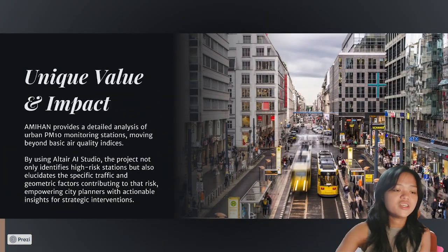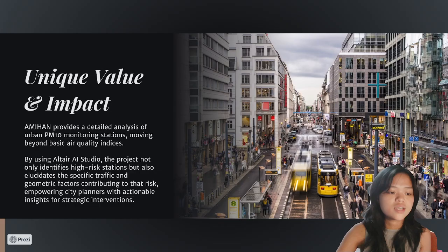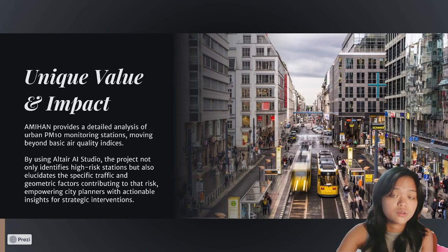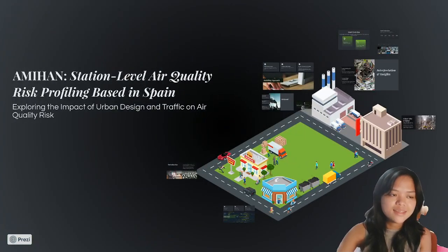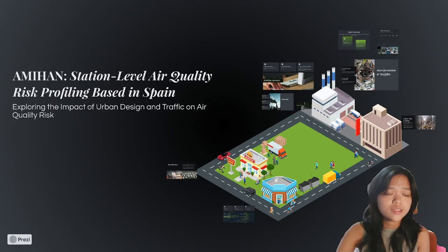So, what is the unique value and impact of AMIHAN? AMIHAN provides a detailed analysis of urban PM10 monitoring stations, moving beyond basic air quality indices or AQIs. By using Altair AI Studio, the project not only identifies high risk stations but also elucidates the specific traffic and geometric factors contributing to that risk. So, we empower city planners with actionable insights for strategic interventions and very easy methods to do that. And that is AMIHAN, a station-level air quality risk profiling based in Spain, where we explore the impact of urban design and traffic on air quality risk.